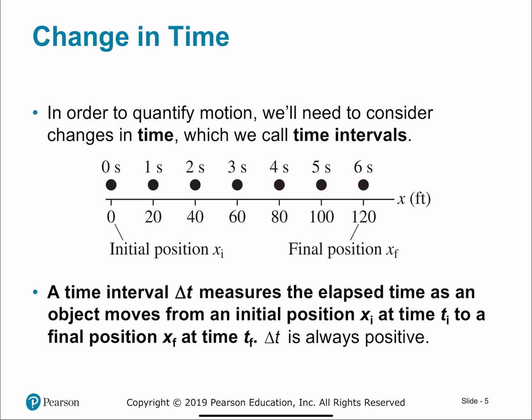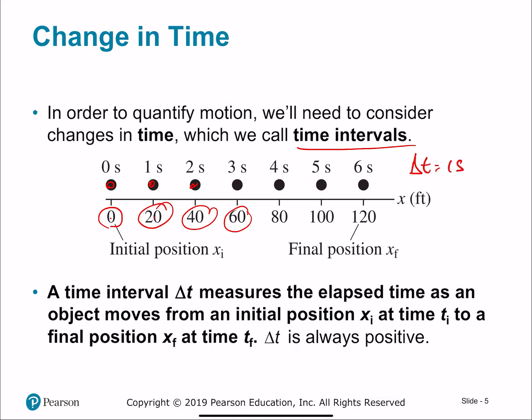In the same way that position changes, time is always changing. You can look at your clock, at your watch on your wrist, and then you'll see that time is changing. And we are going to talk about time intervals. In this case, we have an object that is moving, right? So the position goes from 0 to 20 to 40 to 60 and so on. And it does that at 0 seconds, 1 second, 2 seconds, and so on. So then the time interval here, delta t, is just 1 second.